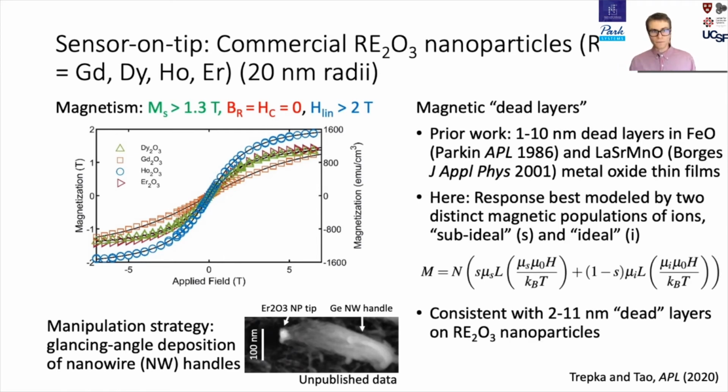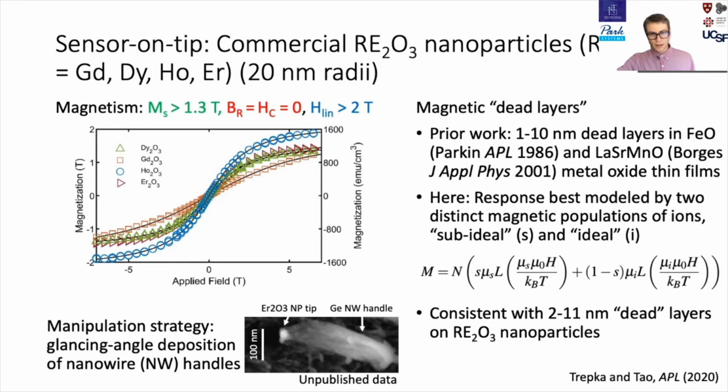One other interesting feature of these commercial rare earth oxide nanoparticles is that they appear to have magnetic dead layers. If you remember from prior slides, the theoretical magnetization of these rare earth nanoparticles should be above 2 Tesla, but here we observe only above 1.3 Tesla and none quite reaching that 2 Tesla mark. This is consistent with prior work, which suggests the emergence of 1 to 10 nanometer dead layers in iron oxides and in other complex metal oxide thin films.